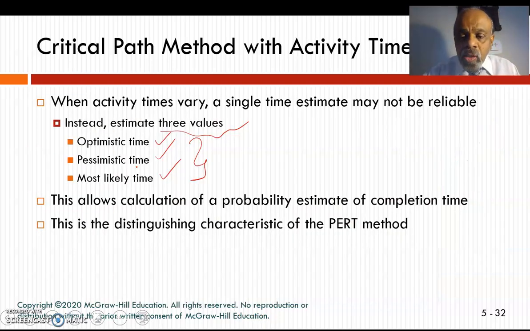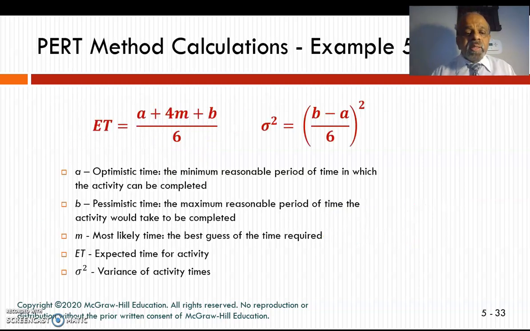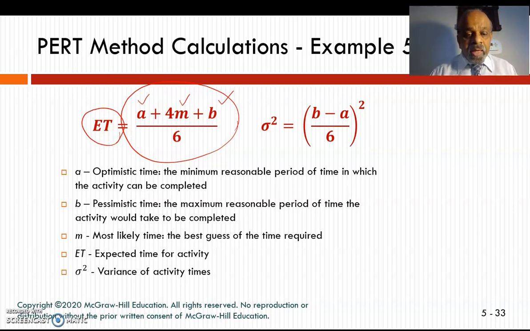How do you do that? That is called the PERT method, P-E-R-T method. The PERT method gives you an estimated time. If A is the optimistic time, B is the pessimistic time, and M is the most likely time, I can calculate using this formula: A plus 4 times the most likely time plus B, divided by 6. That gives you my estimated time, like the 21 that I used before in my previous example.